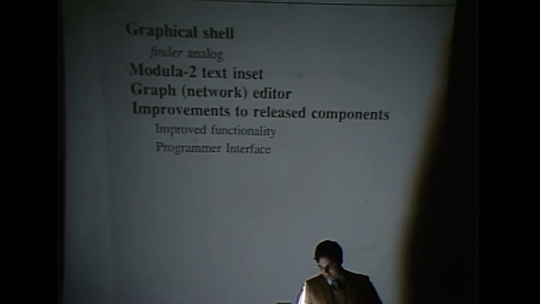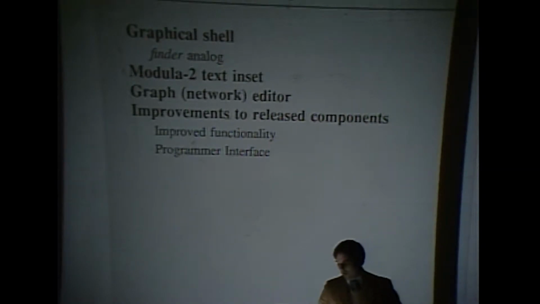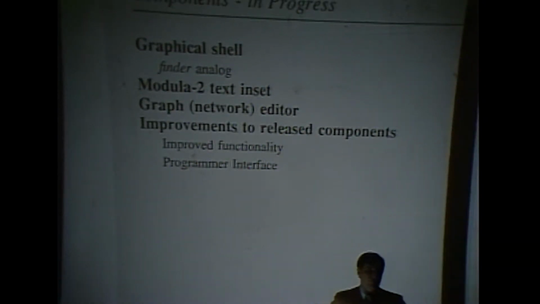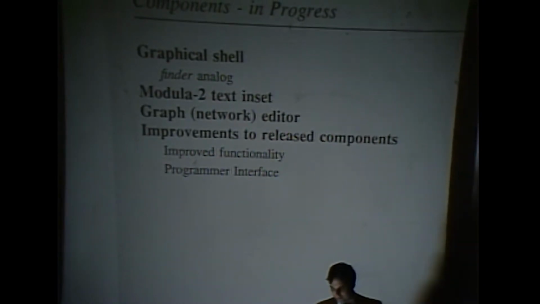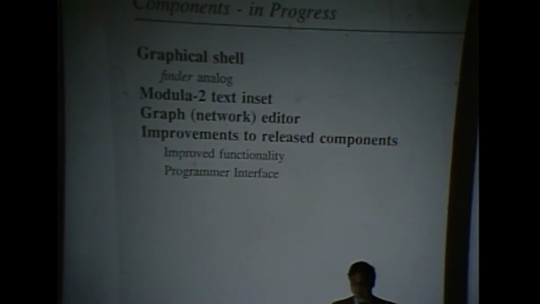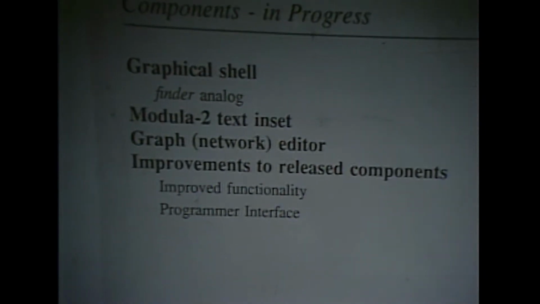The list of objects I gave before will be what will be included with the X11 tape. Some of the other objects that we're starting to work on: one is a graphical shell for our user community, at least on the CMU campus, and for a large number of people. The C shell is not a very easy thing for them to learn. There's a Modula 2 text inset similar to C text, a graph in terms of network editor, and we also plan to improve the release components. We are, of course, open to suggestions of other things people think we might want to work on.